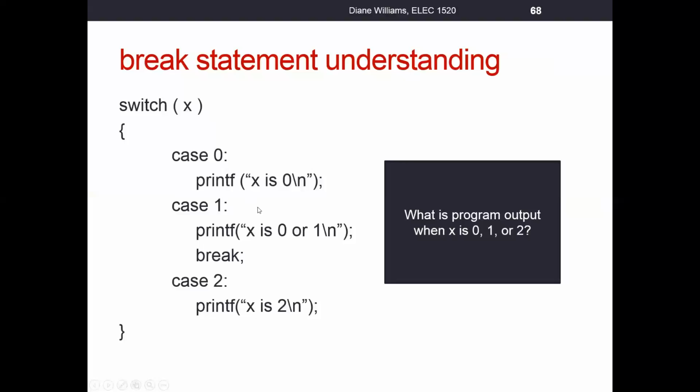So what happens when x is 1? Well, case 0 isn't true, but case 1 is true. So we print out the message x is 0 or 1. The break statement tells us to leave. We break out of the switch structure. Finally, when x is 2, neither of these cases is true, so our only output will be x is 2. Because this is the end of the switch, we'll just go on and execute whatever code is below.